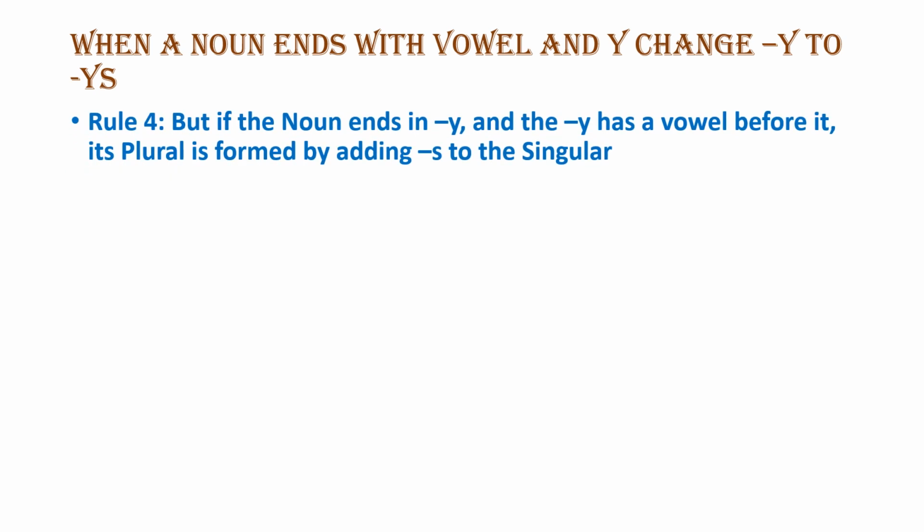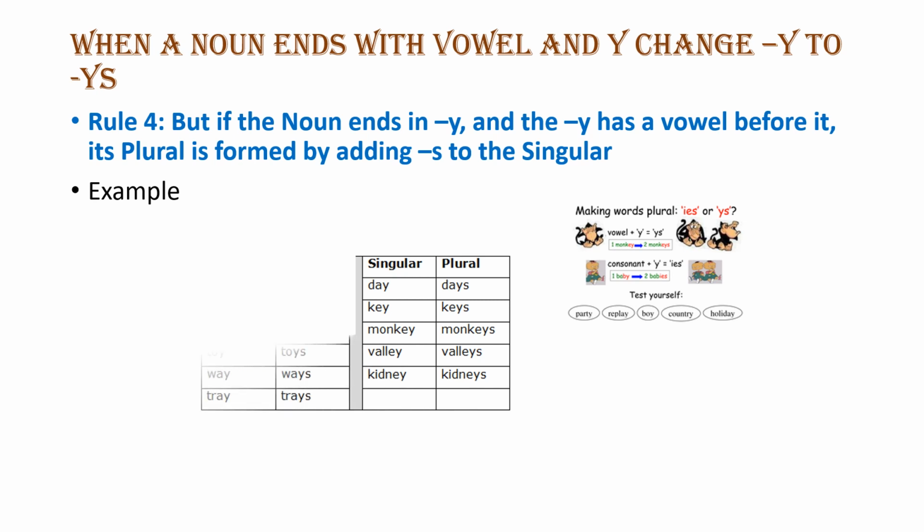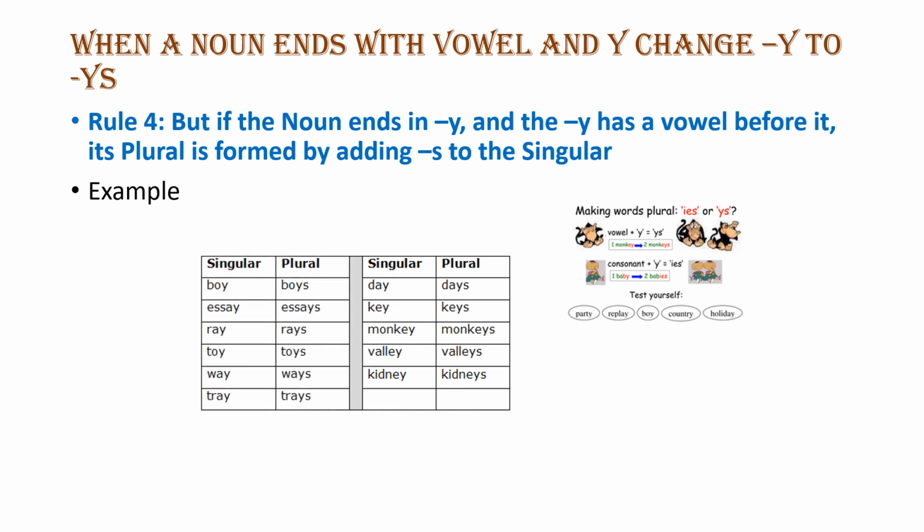Now here the rule number 4 is when a noun ends with a vowel and y, just add s. But if the noun ends in y and the y has a vowel before it. In the previous rule we were having a consonant before y, and here we are having a vowel before y. So let us look into the examples. Boy. Boy is ending in y, but it is having o, which is a vowel, before y. So we will simply add s to these types of words to make the plural noun.